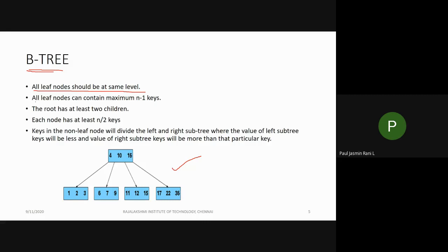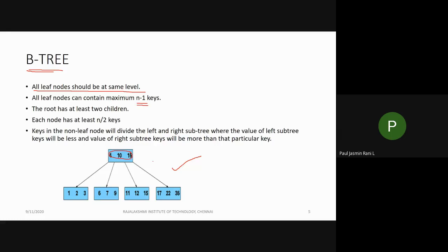The second property is that all nodes can contain a maximum of n minus 1 keys. Here n is nothing but the order. While constructing the tree itself they will say that the order of this particular tree is 4 or 5. The keys are the elements present inside the node. How many keys are allowed? n minus 1 keys, where n is the order. If the order is 4, the maximum number of keys allowed is 3.